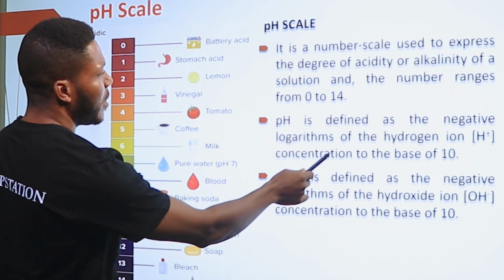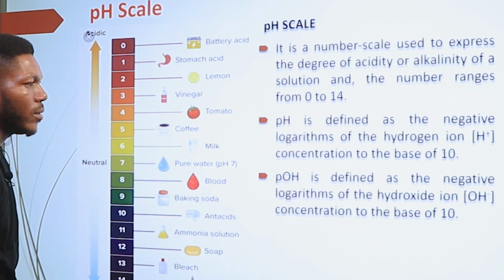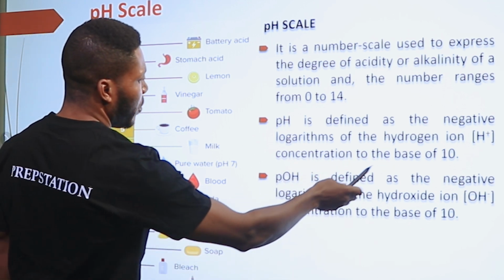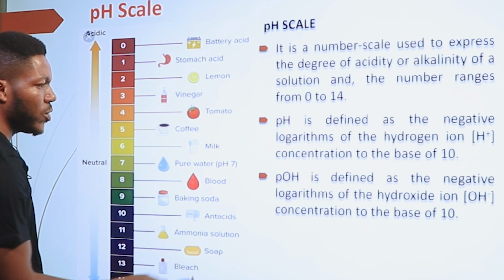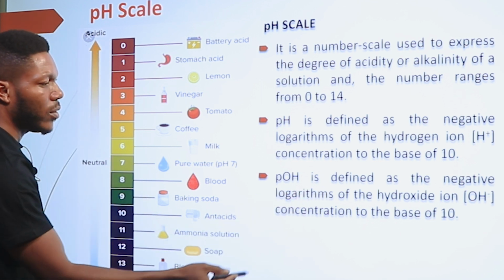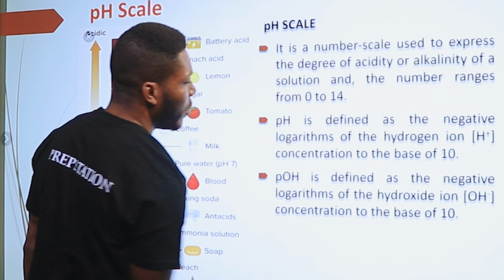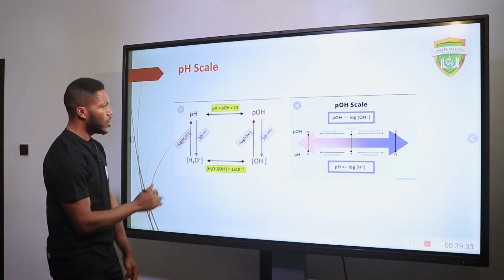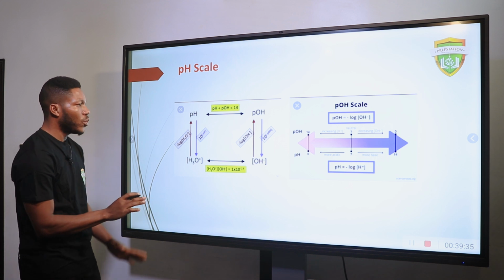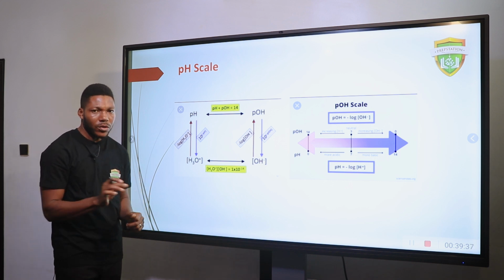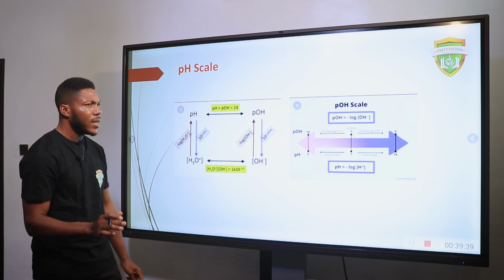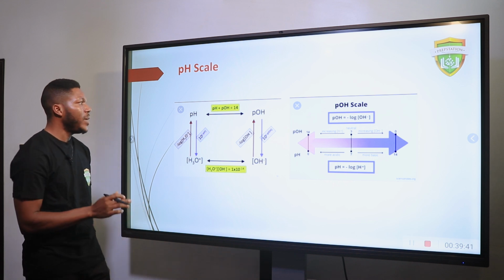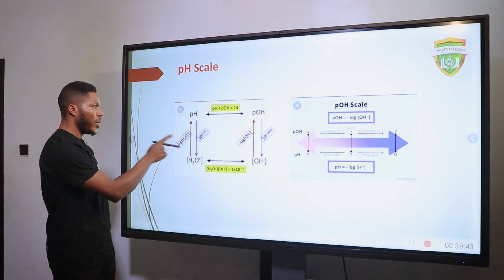And the pH on its own is defined as what? The negative logarithm of the hydrogen ion concentration to base 10. While pOH means what? The negative logarithm of what? Of hydroxide ion concentration to base 10. Alright, so this is not in today's lesson, just to give an introduction. We are not solving any maths today, but in case it comes in exams, to find the pH and pOH, this is the formula you're going to use.